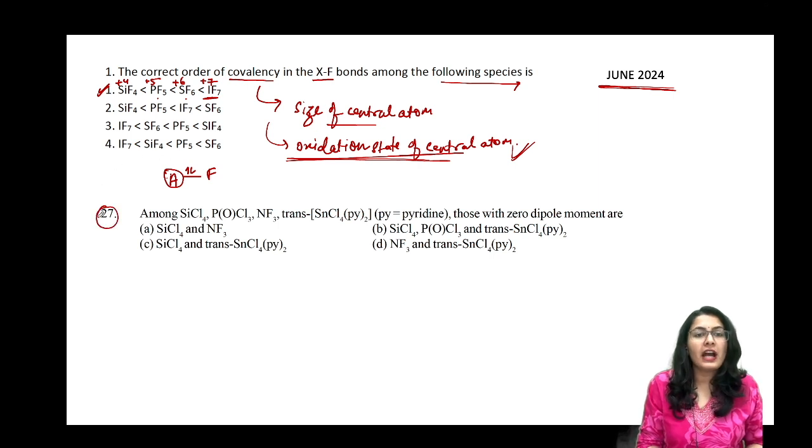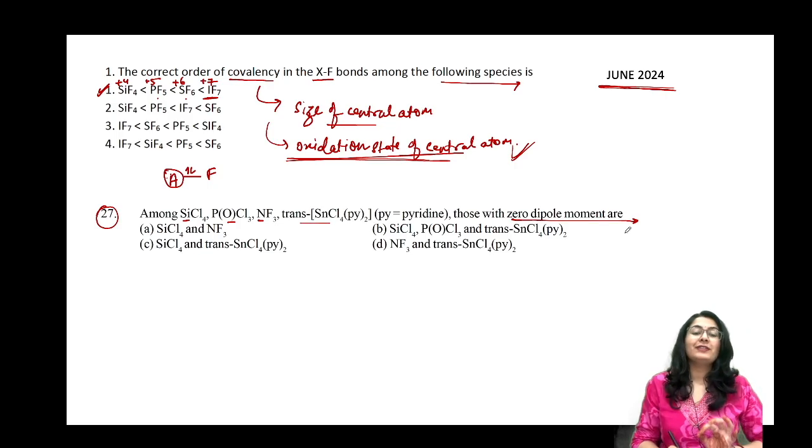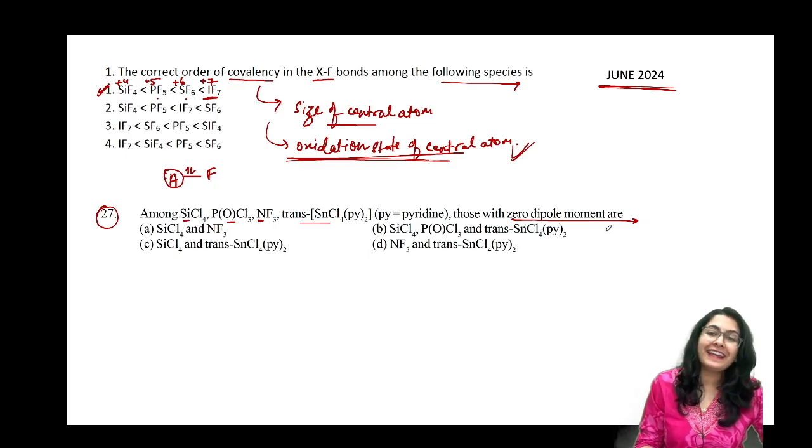Next one. Among SiCl4, POCl3, NF3 and trans of this compound, those with zero dipole moment are. Now this is a question of chemical bonding. Just try this out. Zero dipole moment you have to find out. Do this by yourself, okay? Very simple.